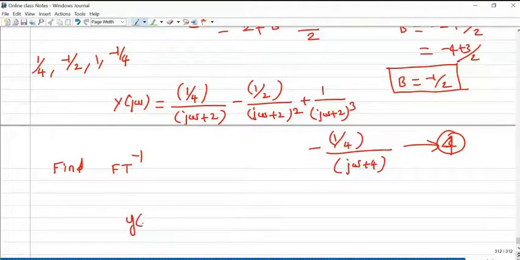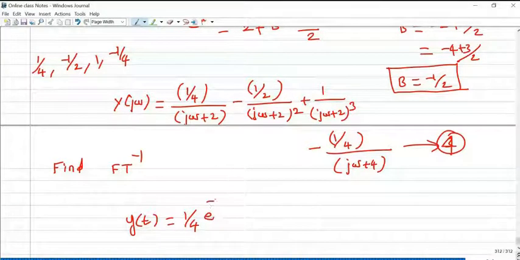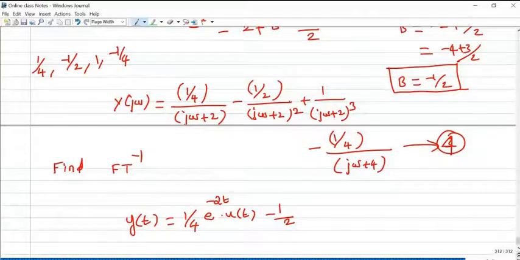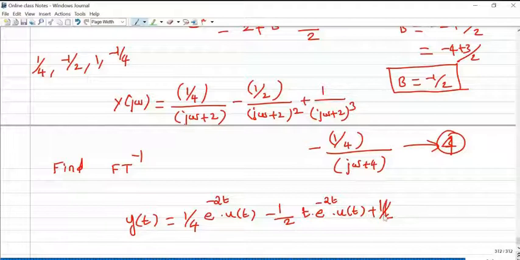So Y of j omega becomes y of t. 1 by 4 is the constant. 1 divided by j omega plus 2 gives e power minus 2t into u of t. Minus 1 by 2 constant, 1 divided by j omega plus 2 whole square. Formula is t e power minus a t into u of t. So minus 1 by 2 t e power minus 2t u of t, plus 1 divided by j omega plus 2 cube.